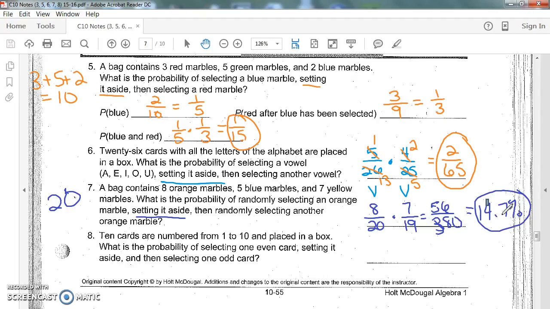And number 8, 10 cards are numbered 1 to 10 and placed in a box. What is the probability of selecting one even card, setting it aside, then selecting one odd card? Well, we know to begin with, half of them are even. 2, 4, 6, 8, and 10 are the even ones, so that gives us a 1 in 2 chance. I'm kind of pre-reducing this. This started out life as 5/10. Now we have to think we're wanting to select an odd card for the second one. There are still 5 of them left, but now there are only 9 cards altogether in the box. So I just sort of pre-reduced everything. That would be 5/18. We could leave that as our answer.